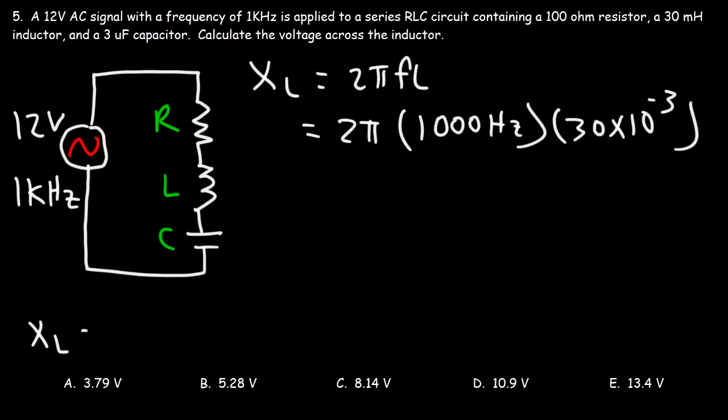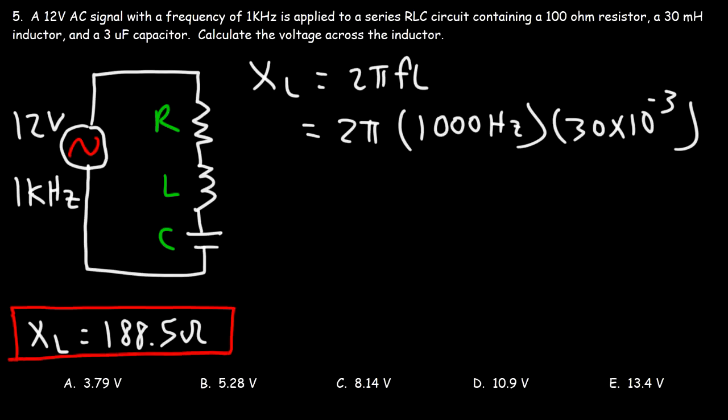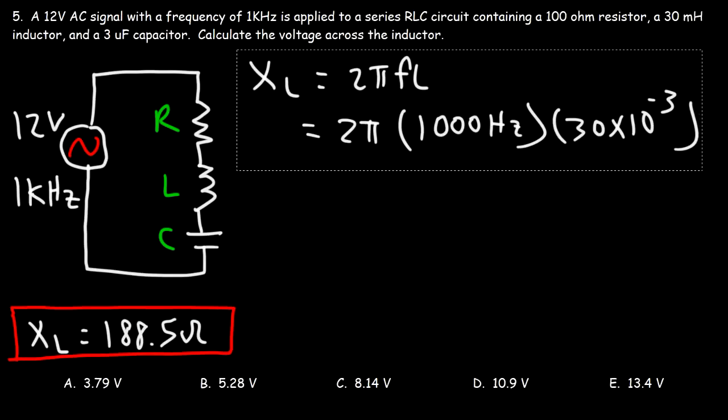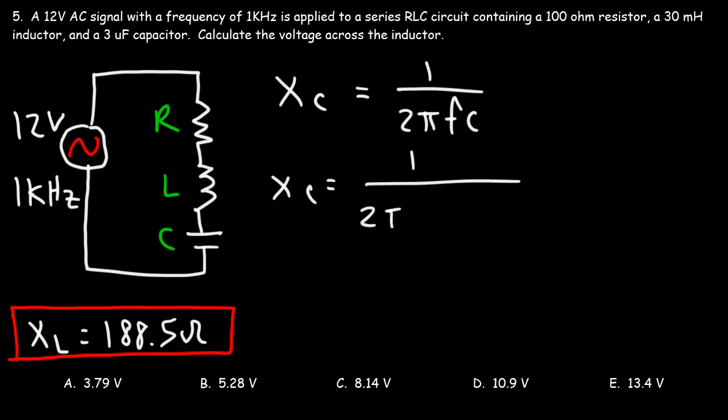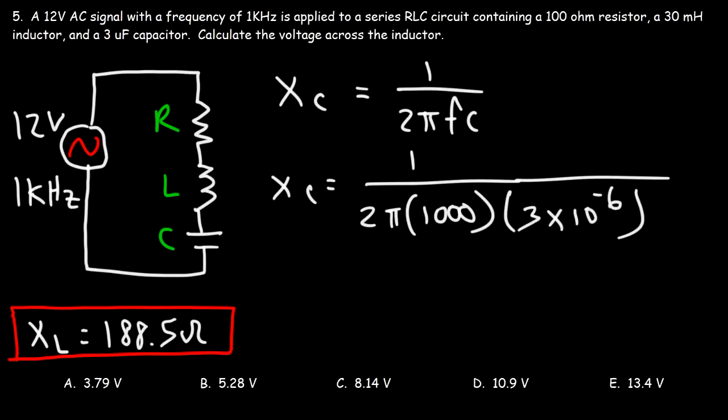So the inductive reactance is 188.5 ohms. So let's save this value for later. Now let's calculate the capacitive reactance. So the formula for that is Xc is equal to 1 over 2 pi Fc. So it's 1 over 2 pi times 1,000 times the capacitance, which is 3 microfarads, or 3 times 10 to the minus 6 farads.